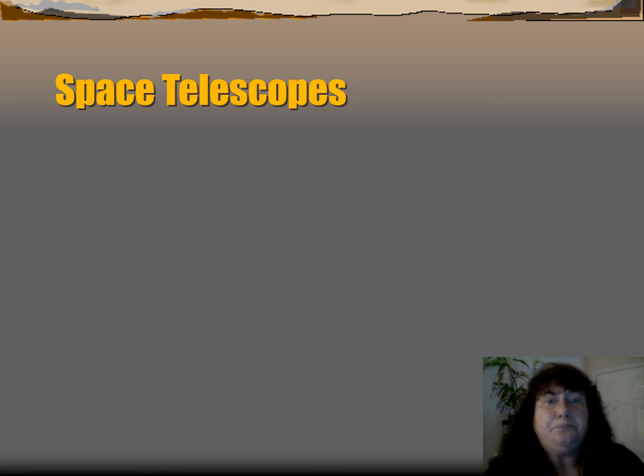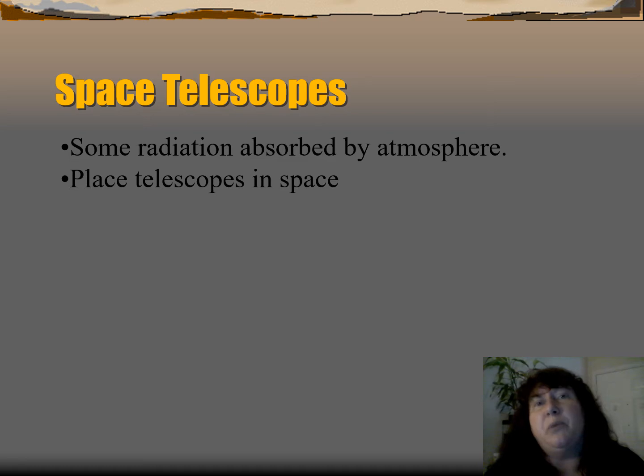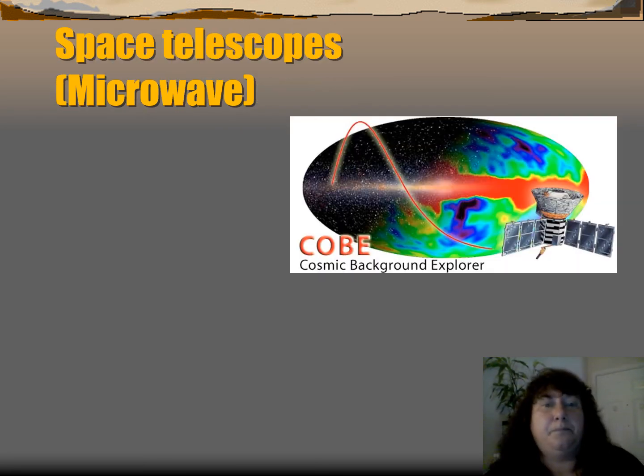So I can only just give you a glossary look at some of the big name telescopes in the past and currently. Okay, so again, some of that radiation is absorbed by the atmosphere, so we've put telescopes in space. All telescopes can see the entire electromagnetic spectrum. Notice I said all. That doesn't mean your refractor will see gamma radiation. What I'm saying is all the different types of telescopes, radio telescopes, visible, infrared, gamma ray telescopes, we can now look at the entire electromagnetic spectrum with a telescope of some kind.